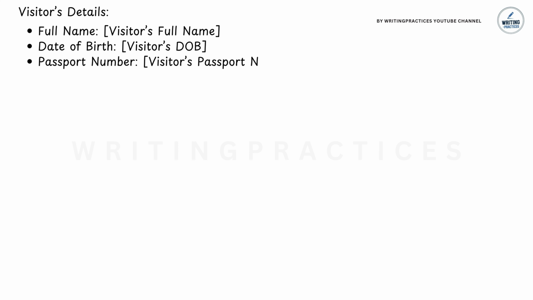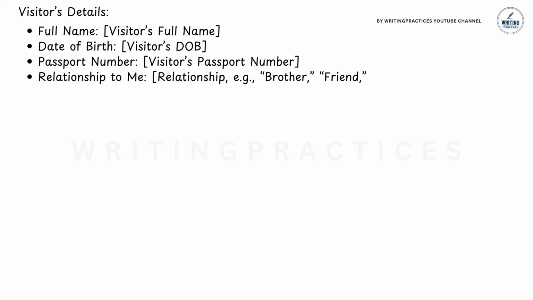9. Visitor's details. Provide specific details about the visitor, including their full name, date of birth, passport number, and your relationship to them. This information personalizes the letter and links it directly to the individual's visa application. For example, full name, Jane Smith. Date of birth, 15th April 1985. Passport number, A1234567. Relationship to me, sister.